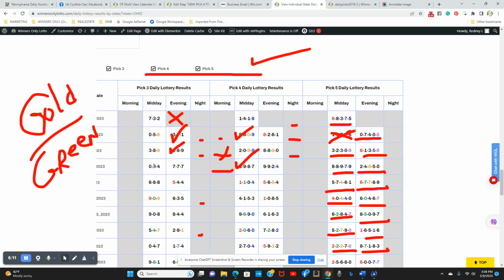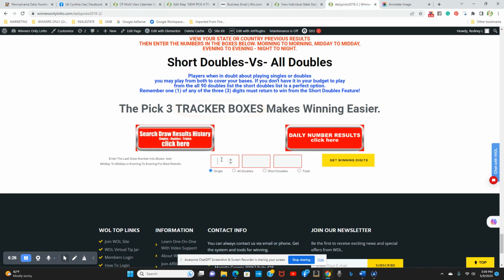094. What digit repeated? The 9. What position did it come back in? The 3rd. So we made it go. Easy win. So 389. Come over here. Type in 389. Single numbers check. Get the winning numbers.